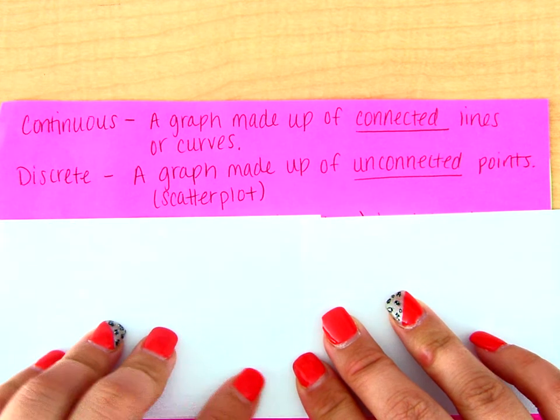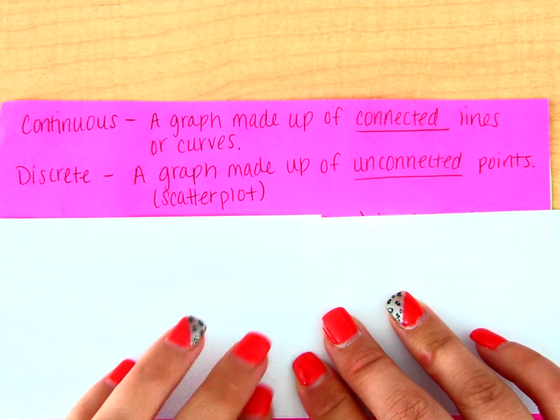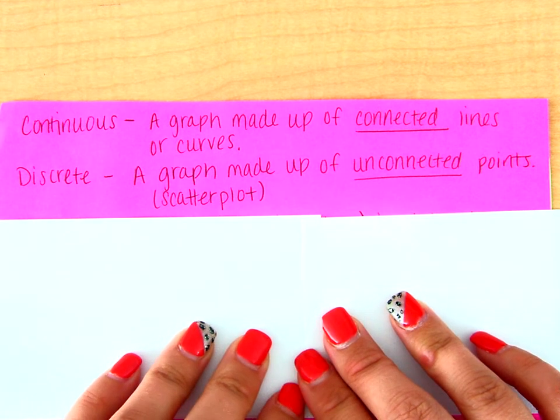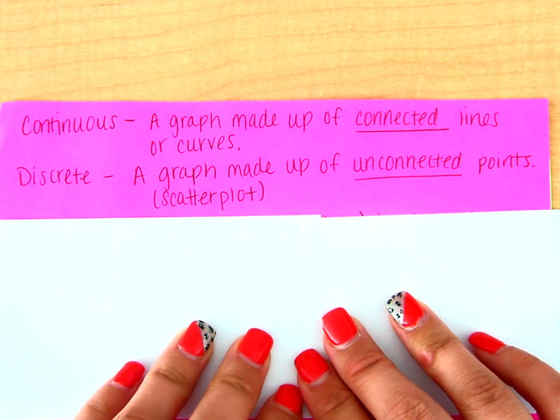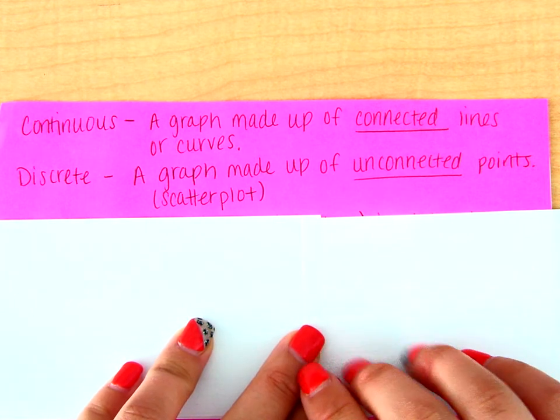So first thing you need to do is open your Foldable to Continuous and Discrete. When you open it up on the top part, or I guess on the bottom, however you want to do it, you need to write your definitions. So take a second, pause the video, and write your definitions. Now that you have your definitions down, let's talk about them.